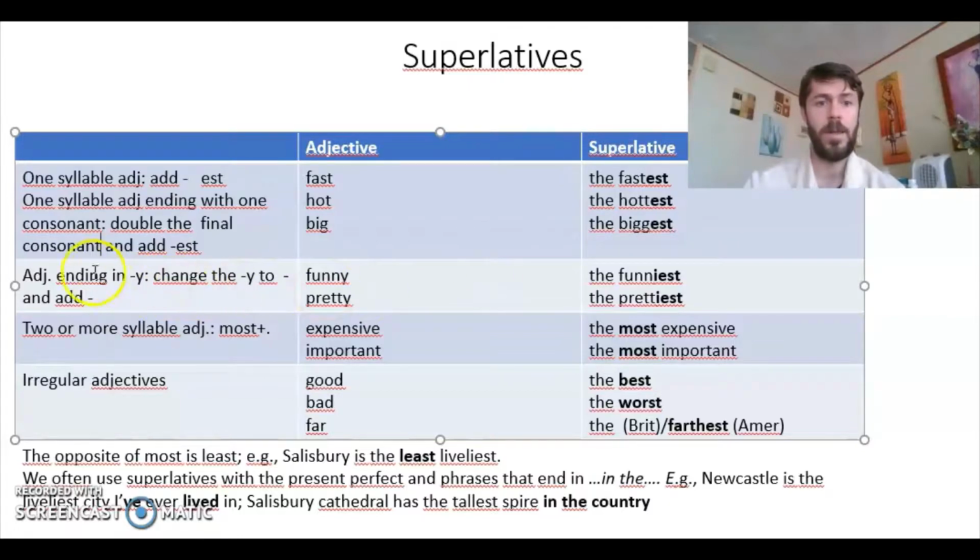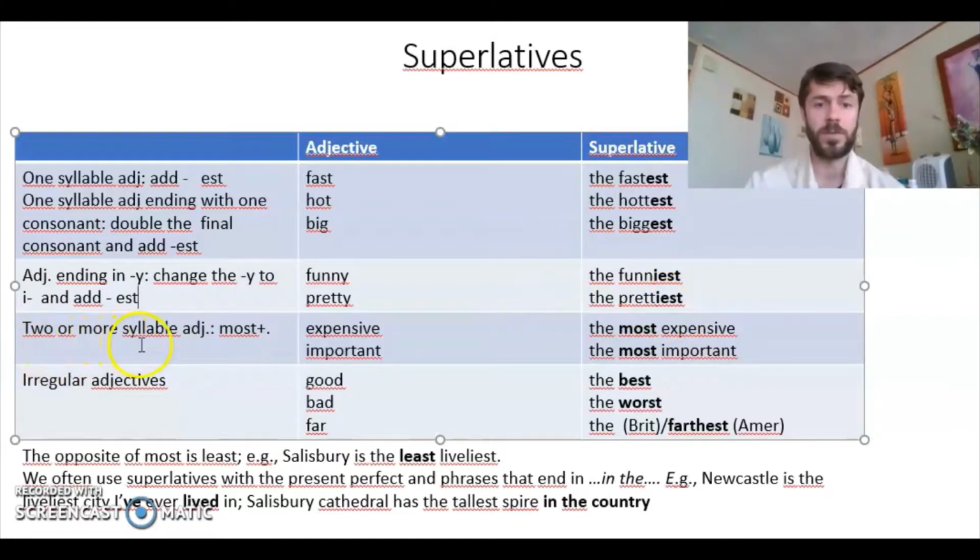Adjectives ending in y. Do you remember what we said? Change the y to i, like in funniest, prettiest. And what do we add? est. So it's i and then est. So it's iest. Funniest, prettiest.